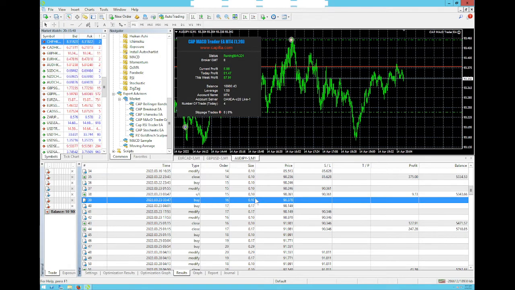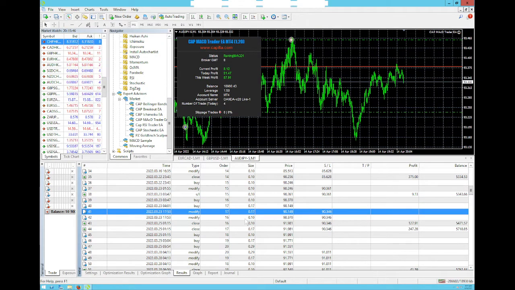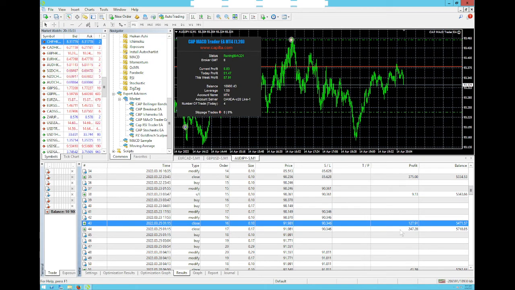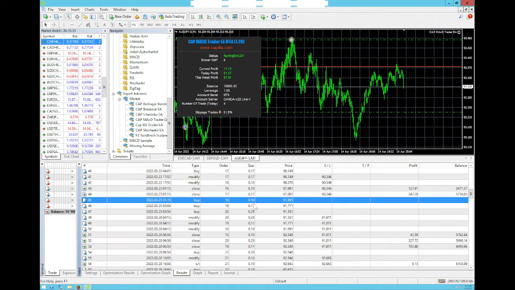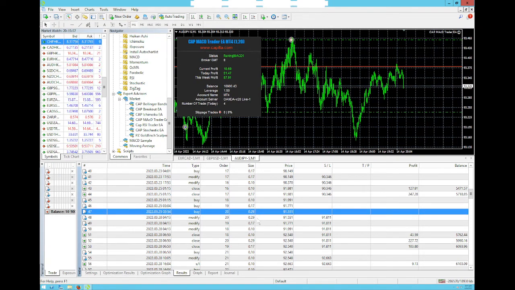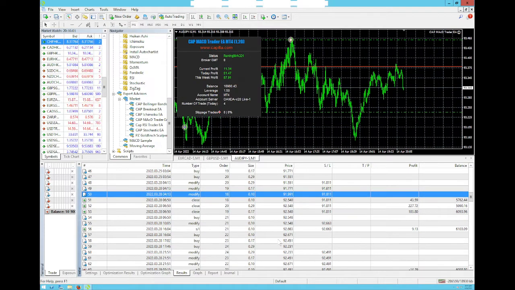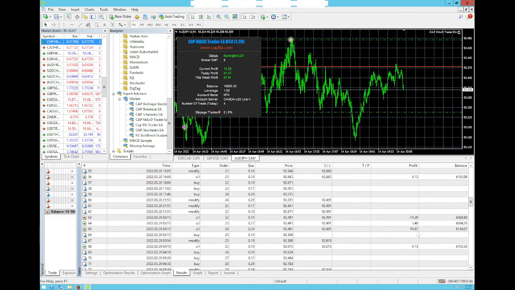Boom. Open up at 0.1, open up another at 0.17 because it went negative 220. Modified it with a stop loss, and it closed both of them with a really good profit. Buy, 0.1, 0.17, 0.29, modified them with a break stop loss, and it closed them. Boom. All three.